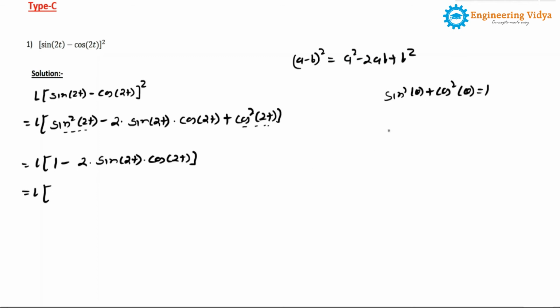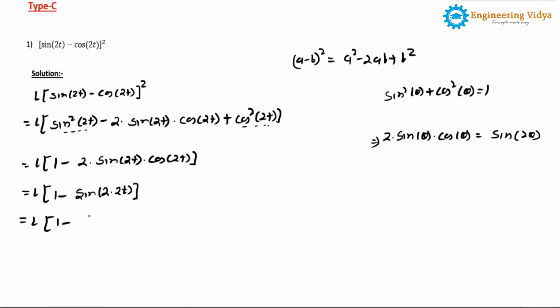And one more formula we have, that is nothing but 2 into sin theta into cos theta is equal to sin of 2 theta, right? So for 2 sin theta into cos theta, here we can apply this formula, and by using this formula, here we can write sin of 2 into theta, right? And theta is nothing but 2t. So Laplace transform of 1 minus sin of 4t will be there. I hope you understood this thing, right?